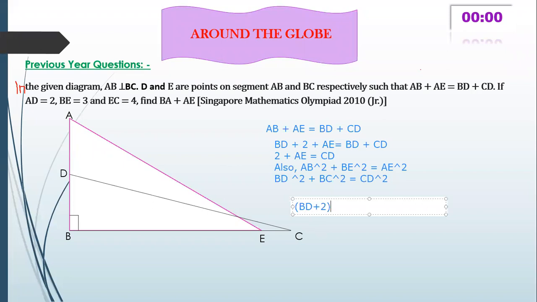Plus 3 squared. Why 3 square? BE is given 3. So don't ask this type of questions at least. Plus 9 is equal to AE squared as given. And also you will find BD square.